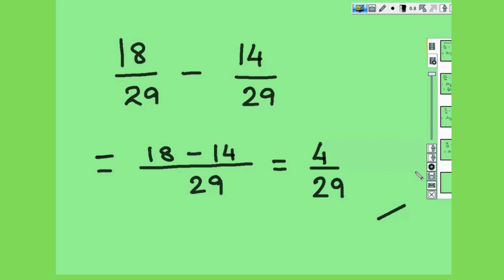In the next video, we are going to see how to add unlike fractions, what unlike fractions are, and how we do them. More or less the same thing, but a few more steps to be taken. So we'll see in the next video.